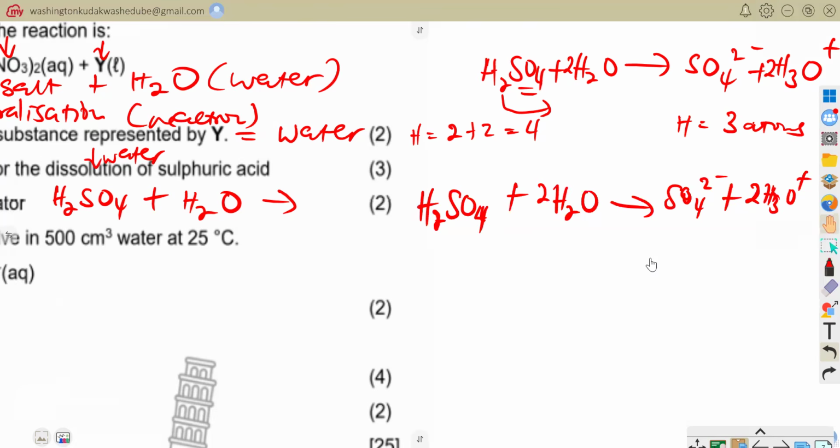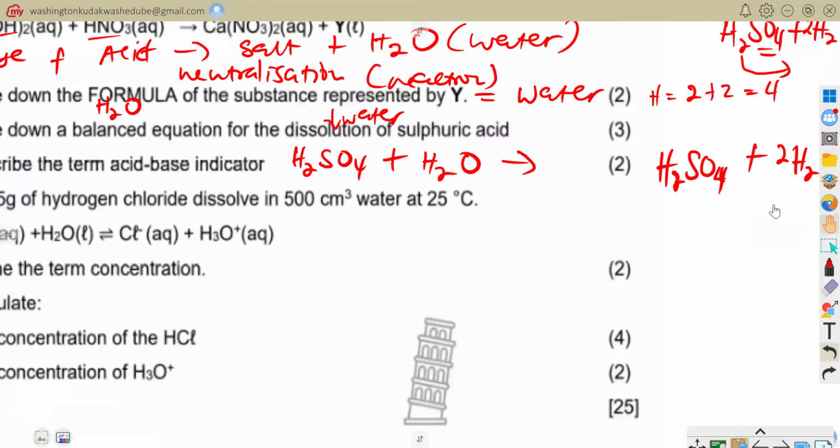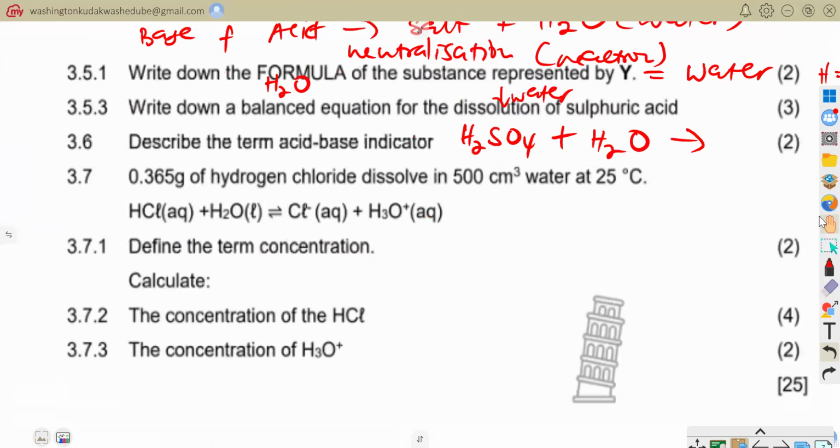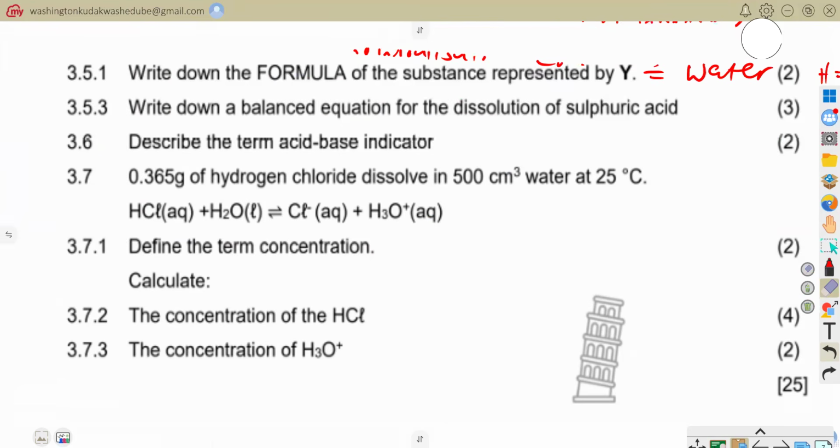So that is what we're supposed to write, guys. You need to know the dissolution of your common acids, especially your nitric acid, and then you go to your sulfuric acid, and thereafter you go to your hydrochloric acid. We know that only strong acids as well as strong bases completely ionize in water. They are the only ones which completely dissociate in water. So you need to know those reactions of strong bases and strong acids in water.